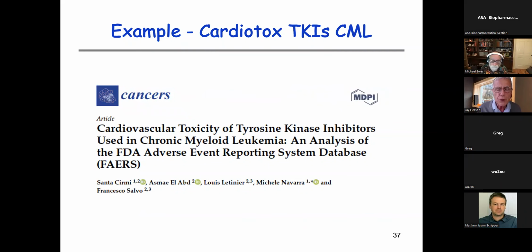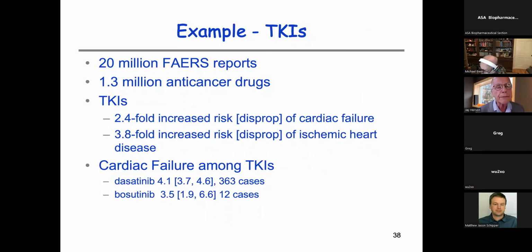Now, if you ever want to read a report based on sporadic data, here is an example of cardiotoxicity in the TKIs for CML leukemia. Tyrosine kinase inhibitors is TKI. These people did an incredible job, and the paper was published in Cancers. They went through 20 million FAERS reports, which included 1.3 million anti-cancer drugs. And then they looked only at the TKIs among those drugs, and found disproportionality of cardiac failure, a 3.8-fold increased risk, and disproportionality of ischemic heart disease.